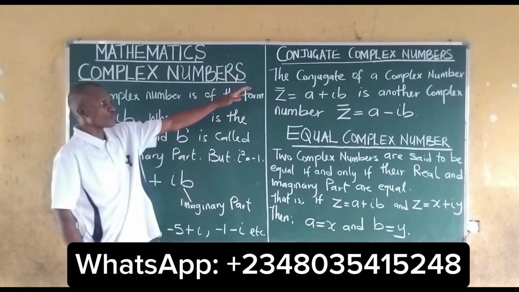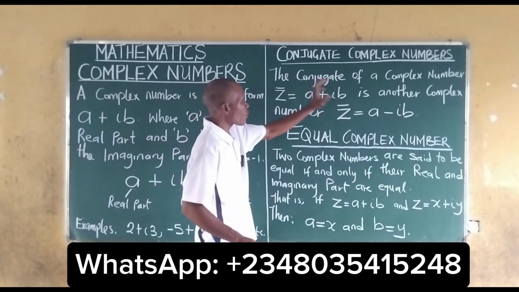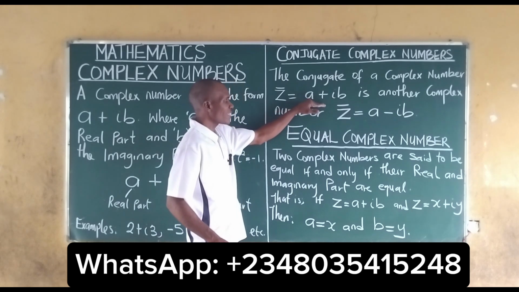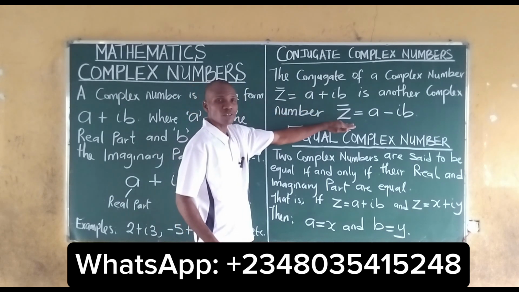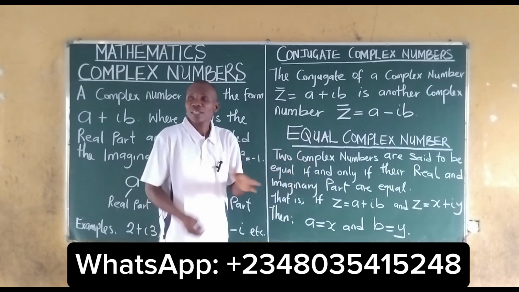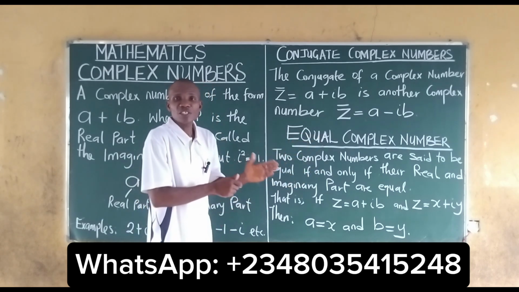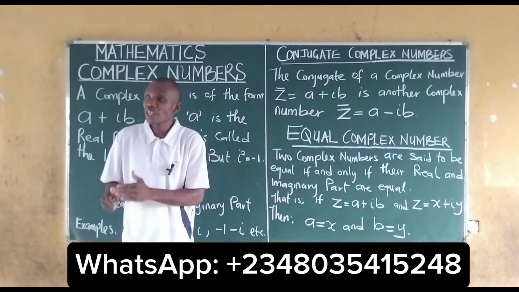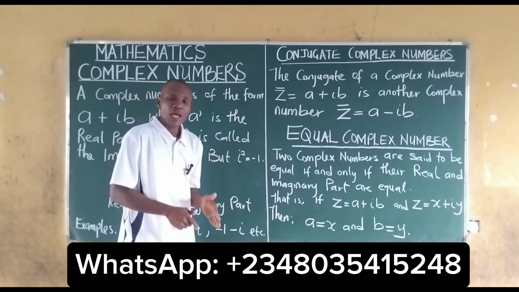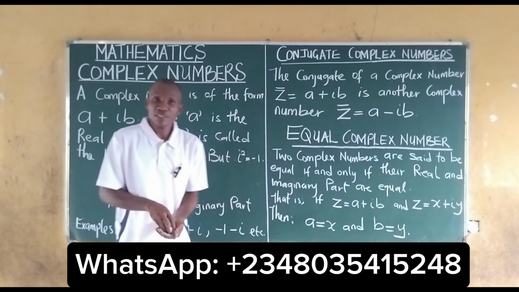We also talked about the conjugate complex numbers. The conjugate of a complex number, which is this, is just the opposite of that complex number. We also talked about the equal complex numbers, that two complex numbers are said to be equal if their real parts and imaginary parts are equal, or if their real parts and imaginary parts are the same.